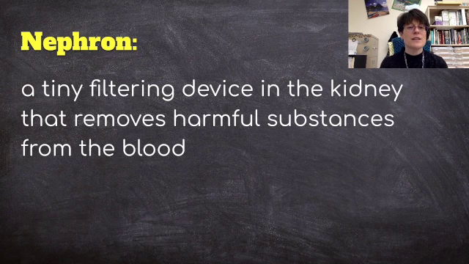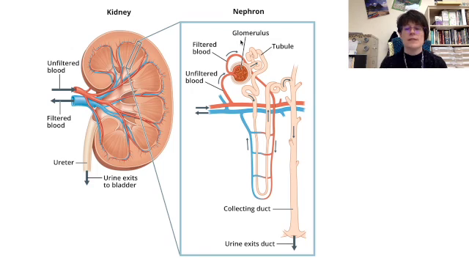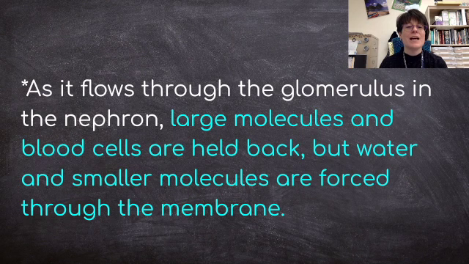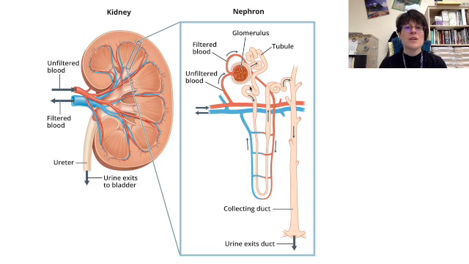The nephron is a tiny filtering device in the kidney that removes harmful substances from the blood. So right there's that nephron. As it flows through the glomerulus in the nephron, large molecules and blood cells are held back, but water and smaller molecules are forced through the membrane. So this is the glomerulus, and the big particles stay in. The other particles go out. They're forced out. Smaller things like water and such.